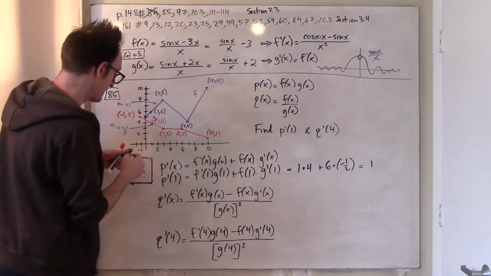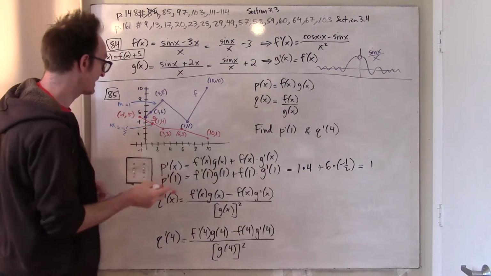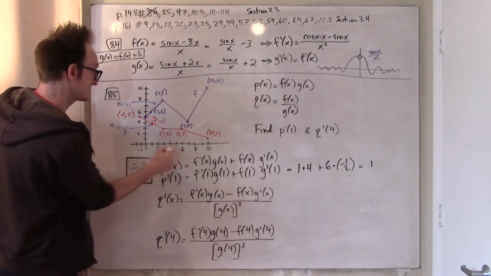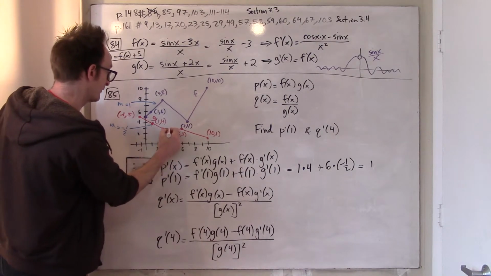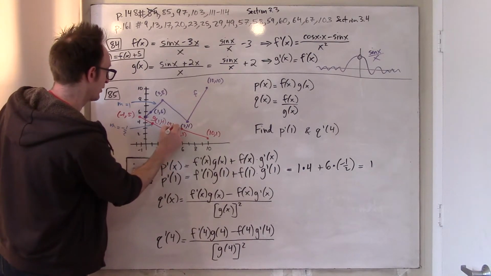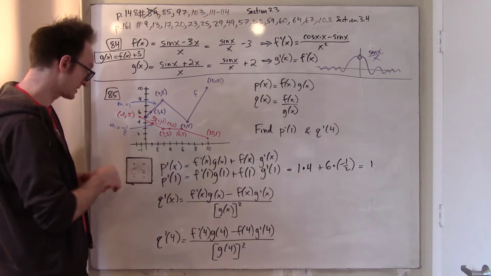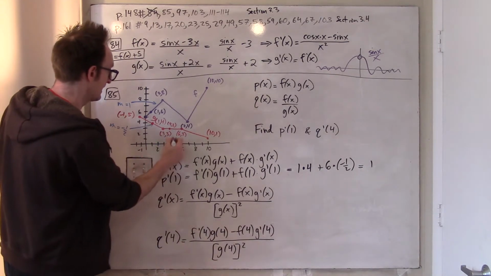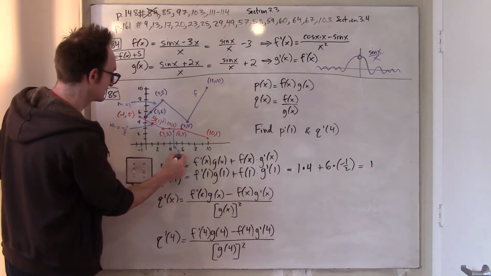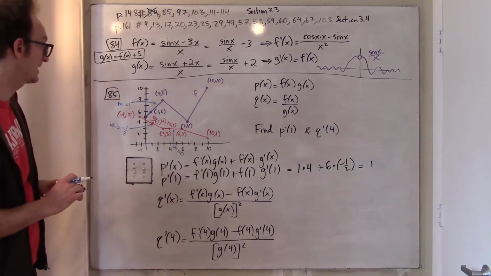Well, let's see. First of all, this is a flat line here from (3, 3) to (6, 3) on the graph of g. So when I get to 4, it's still going to be (4, 3). And of course, it's also true that the slope of this line is 0 because it's a horizontal line. Okay, that's good to know.